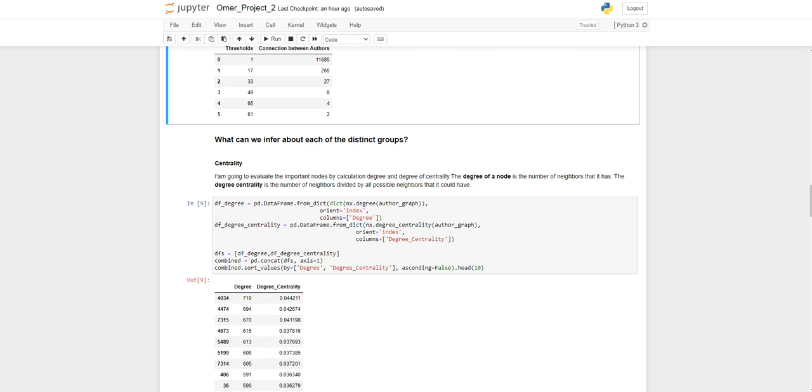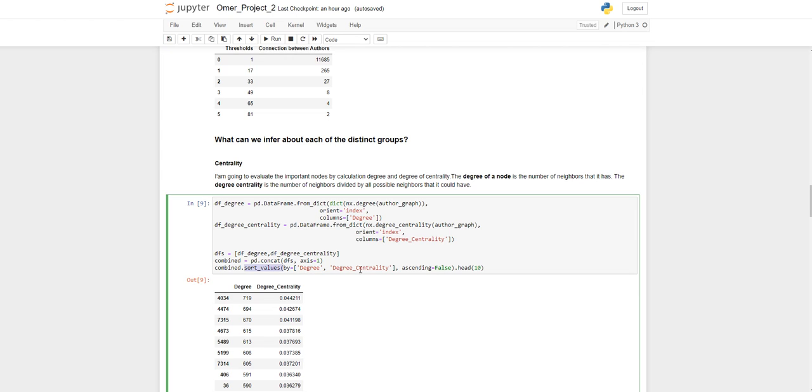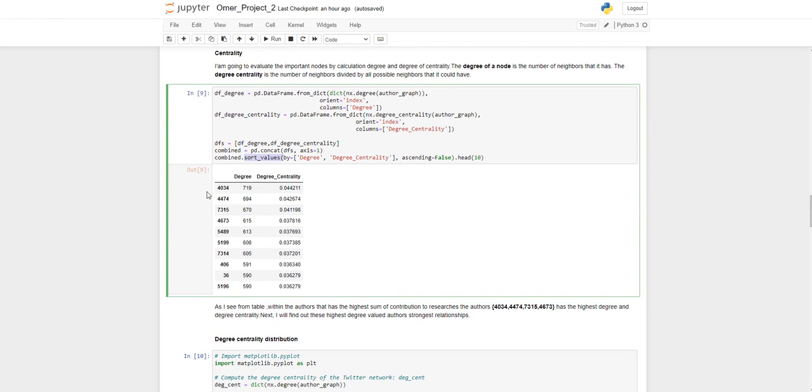I'm going to evaluate the important nodes by calculating the degree and the degree centrality. The degree of a node is the number of neighbors that it has, and the degree centrality is the number of neighbors divided by all possible neighbors it could have. So I sorted by degree and degree centrality here, and I can see that author number 4034 and author number 4474 have the highest degree value and the highest degree centrality. So these are my most important authors.